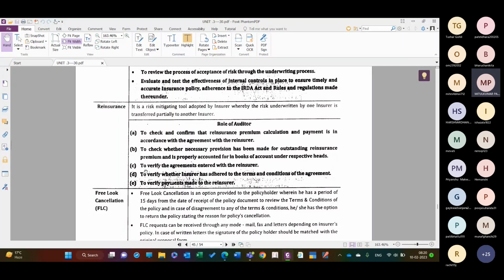To verify the agreement entered with the reinsurer, to verify whether the insurer has adhered to the terms and conditions of the agreement, and to verify the payment made to the reinsurer. Okay, here it is given from the company who has reinsured his policies with some other insurance company.